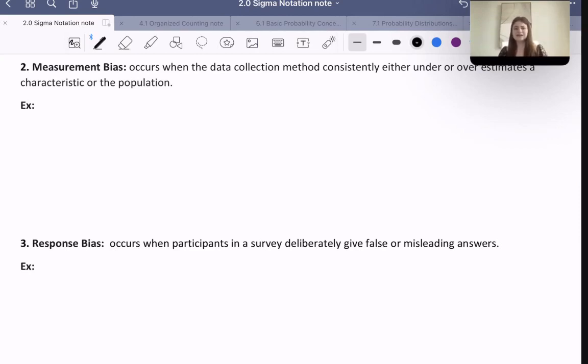So basically, whenever we have a data collection that's either going to under or overestimate a certain characteristic of the population, right? That's when we have our measurement bias occurring.